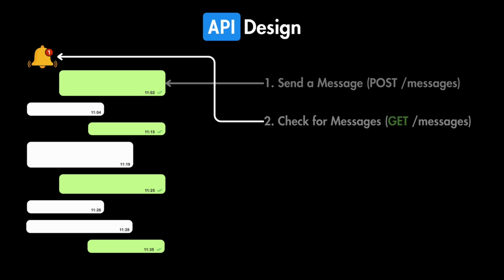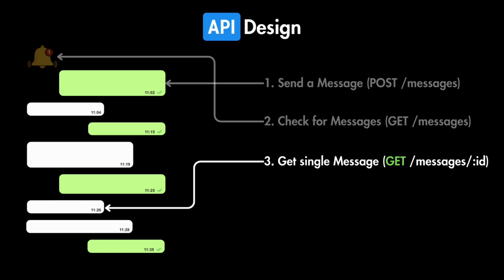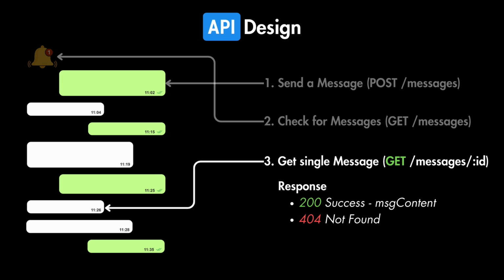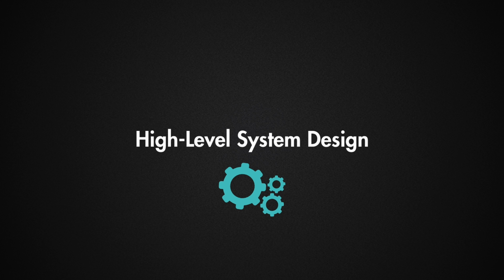The next endpoint will be for checking for new messages, which is a GET request to /messages, and the response for this is either 200 with an array of unread messages or 204 if there are no messages unread. The third endpoint will be for getting a single message, which is GET /messages/{id} of that message, and it will return us the message with a 200 success code or 404 if the message is not found. And lastly, we would need a mark as read endpoint, which is PATCH to /messages/{id} of the message. And the successful response will be 200, marking this message as read, and the 404 will indicate that the message was not found. So with this API design, we can now move on to high-level system design.